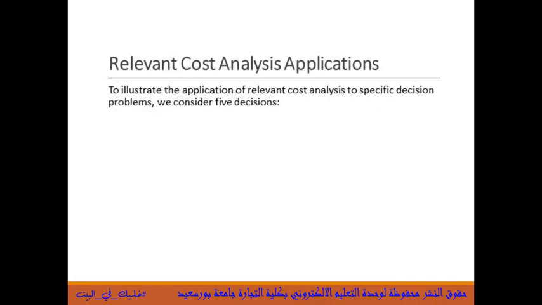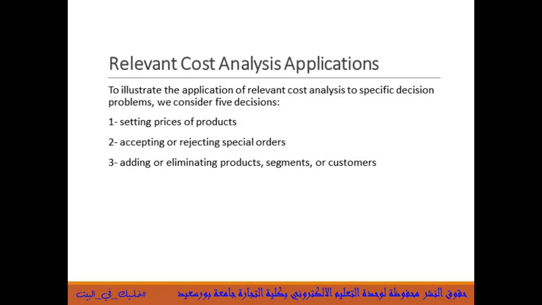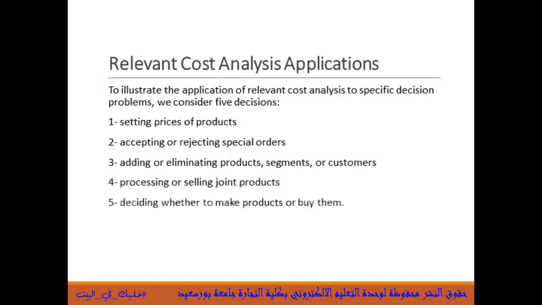In this chapter, we will explain the application of relevant cost analysis to specific decision problems. In specific, we will consider five decisions: setting prices of products, accepting or rejecting special orders, adding or eliminating products, segments, or customers, processing or selling joint products, and finally deciding whether to make products or buy them. Make or buy decision.